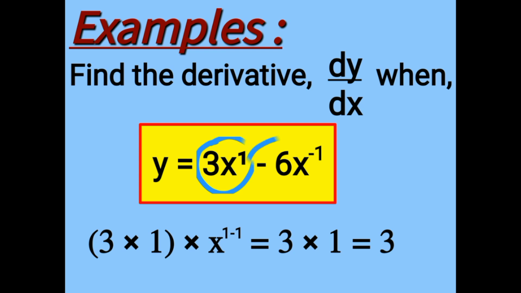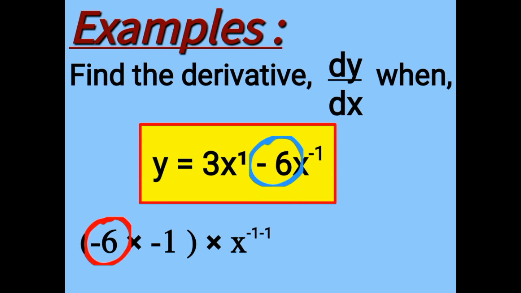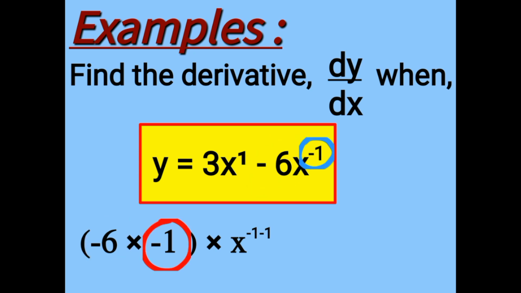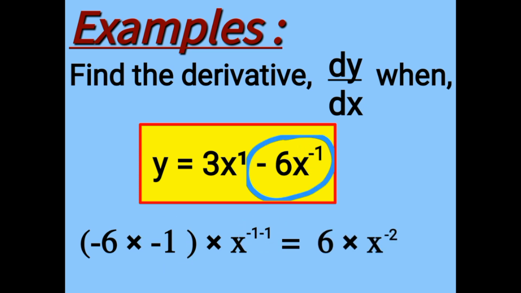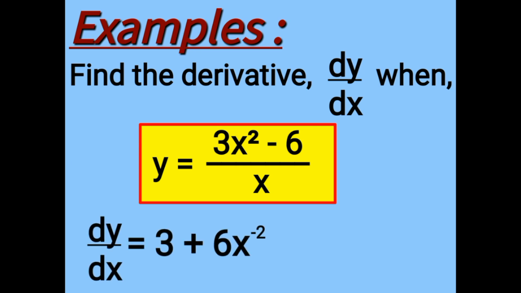Now, to differentiate minus 6x to the power minus 1. Then it's minus 6 times minus 1 times x to the power minus 1 minus 1, as we multiplied the constant minus 6 by the power minus 1 and then subtracted 1 from that power. Then it's 6 times x to the power minus 2 equals 6x to the power minus 2. So, differentiating y equals (3x to the power 2 minus 6) over x gives us the derivative dy over dx equals 3 plus 6x to the power minus 2.